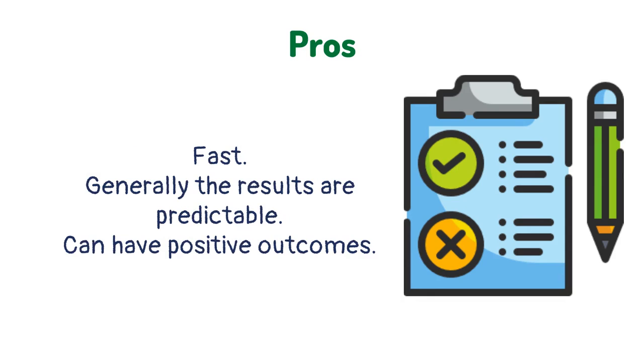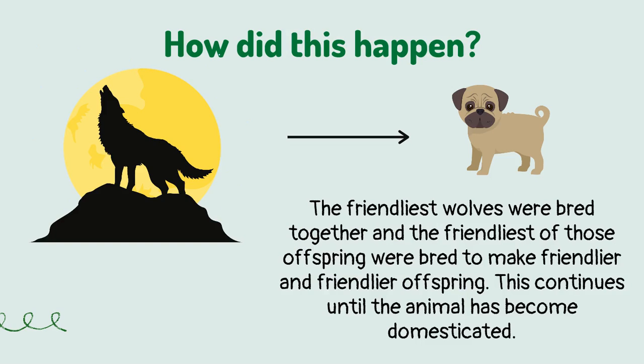Some pros are that the process is fast. Generally the results are predictable. It can have positive outcomes. Dogs were created when the friendliest wolves were bred together, and the friendliest of those offspring were bred to make friendlier and friendlier offspring. This continues until the animal has become domesticated.